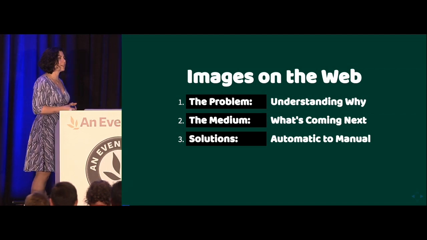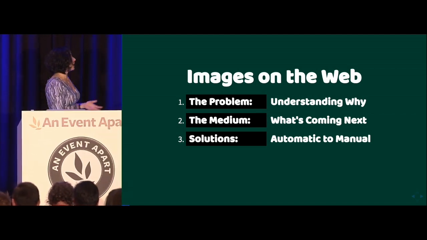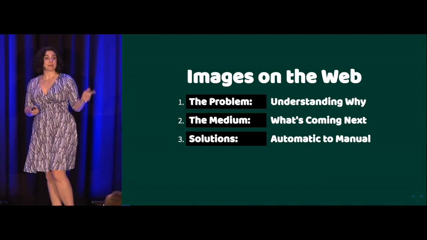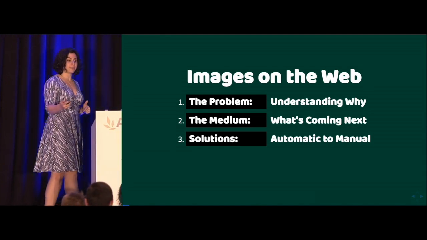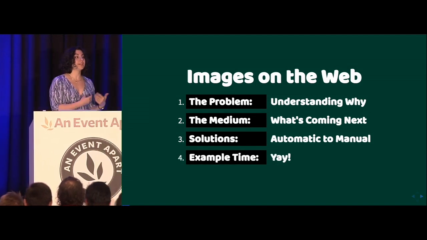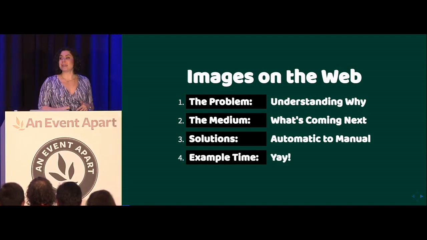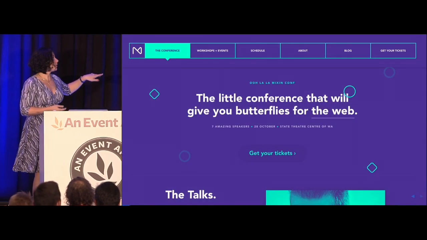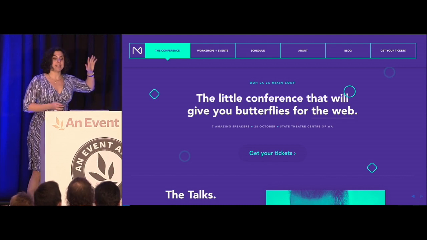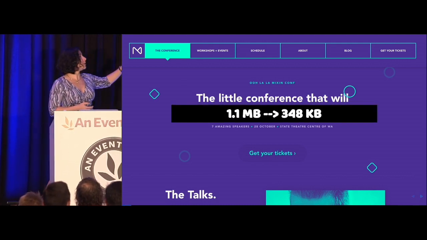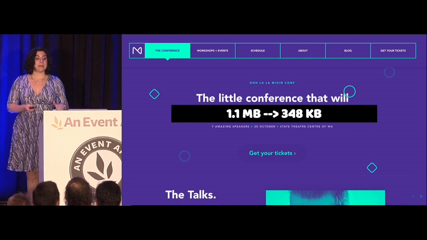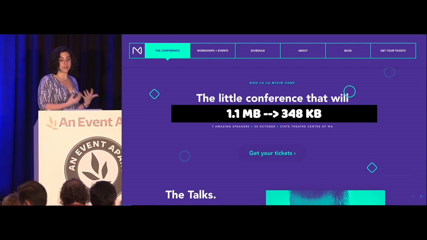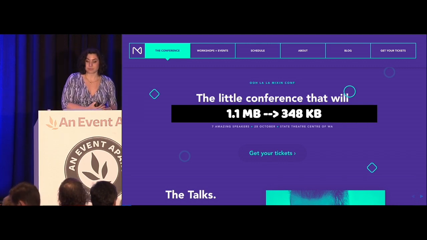We're going to spend a lot of time talking about solutions. So everything from automatic optimizers to manual solutions, things that we can do in the design phase to optimize our images when we're delivering them to our clients. And then finally, we're going to go through an example to show the power of implementing some of these techniques on our websites. So we're going to use this example from a conference I spoke at. It's called Mixin, and I was able to get their images from 1.1 megabytes to 348 kilobytes by using these techniques on first load. So we're saving a lot of image size for our users when we combine these techniques.